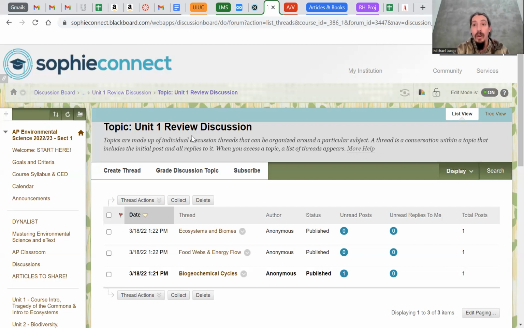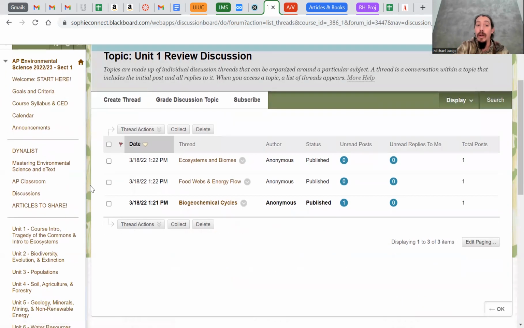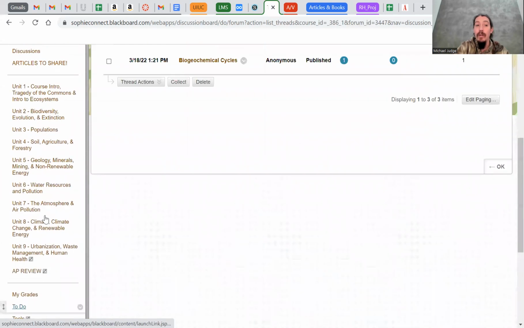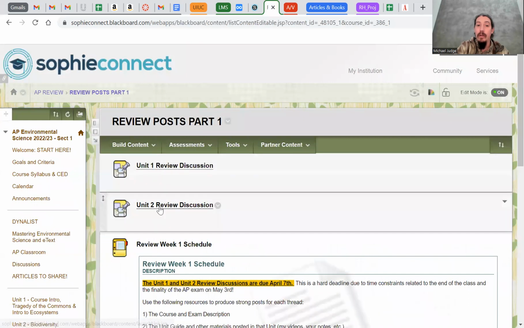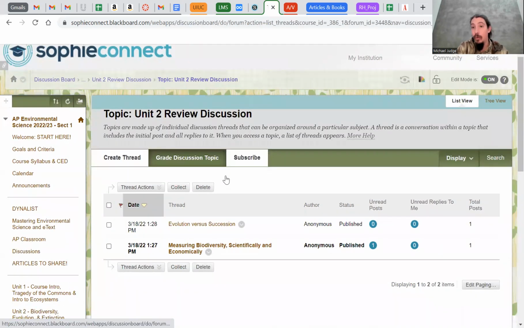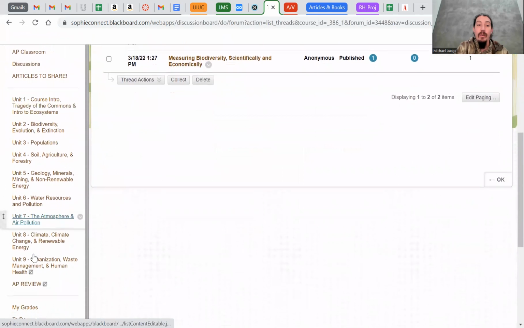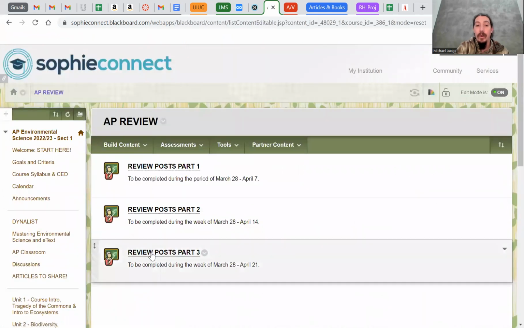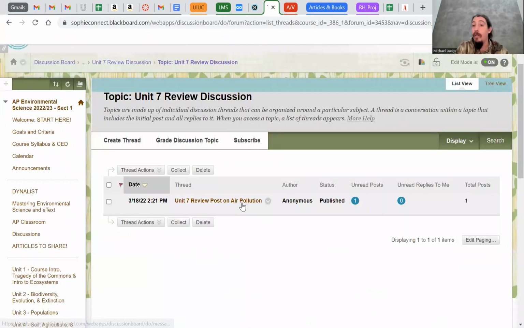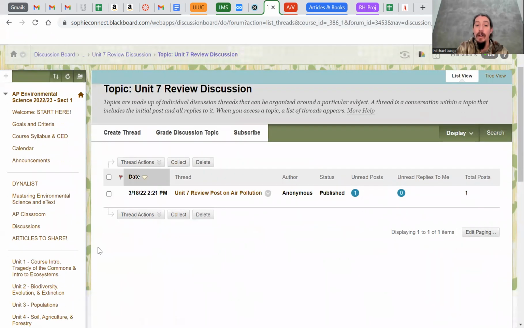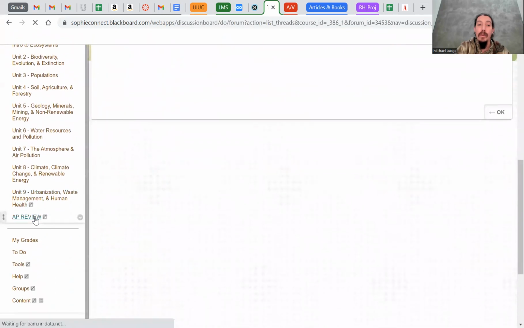I would say if you do one of these threads a day, you can see there are 3 threads in the Unit 1 discussion, and that's pretty standard. If we check out the Unit 2 discussion, there are 2, right? The final review discussion in part 3 only has 1, right? And you'll notice that I've left units 8 and 9 off of here because they'll be so recent.